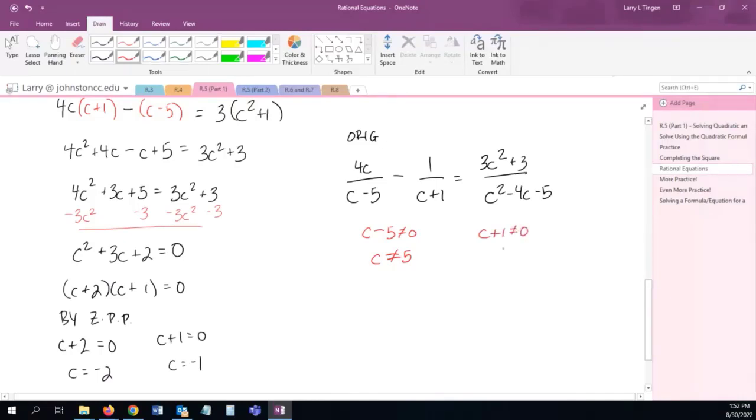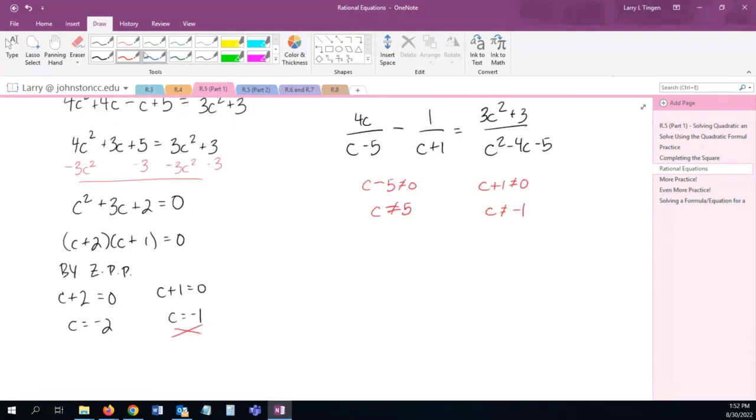Well, c plus 1 is not allowed to be 0 either, which means c is not allowed to be -1. Does that appear? Yes, it does. If I plug in -1, I'm going to end up with something that doesn't make sense. So I have to toss that answer. So when I get done with this, what I'm going to find is that my solution set only contains -2. It does not contain -1.